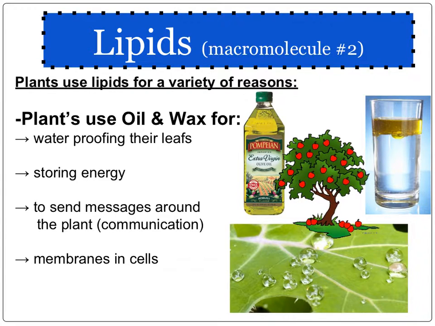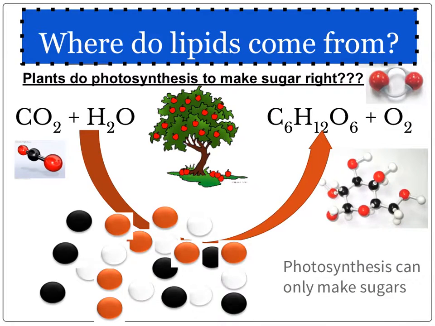Plants will use oils and waxes for a variety of reasons, such as waterproofing their leaves, as I just showed, storing energy. They will use them to send messages around the plant, so for communication. In science, we call those hormones. And they will be used in the membranes of cells. You should be asking yourself, though, where do these lipids come from?